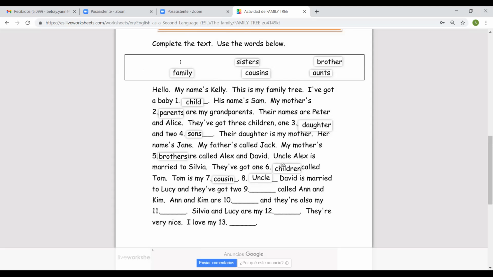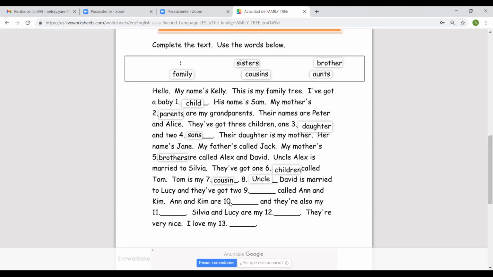Yes, so if I move to the other, which is the correct option here? Anne and Kim are my cousins, and they are also mine. Sylvia and Lucy are mine. They are very nice. I love my family, no? Okay, what about in the other? Is it okay here, children, uncle, cousin, and I have to move this? Okay, so tell me, cousins, which is the correct option?